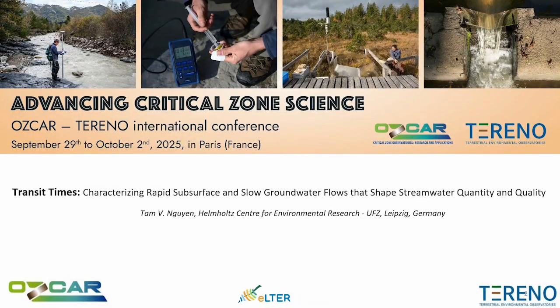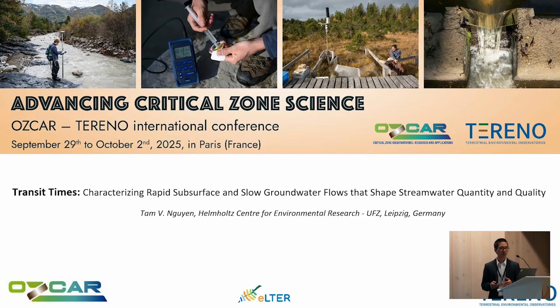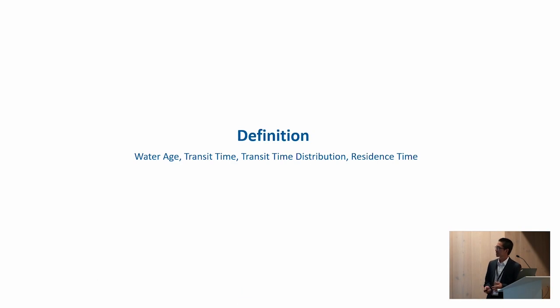In more scientific wording, the title of my presentation is about transit time and how to make use of this to characterize rapid subsurface flow and slow groundwater flow that shapes stream water quality and quantity. I have mentioned different terms, for example, water age and transit time, but what exactly do they mean? Let's start with some very basic definitions.